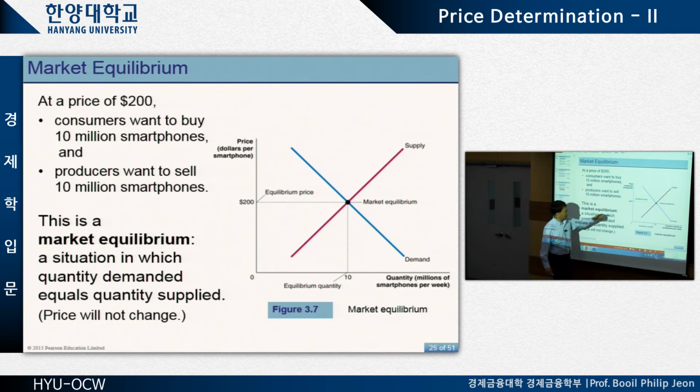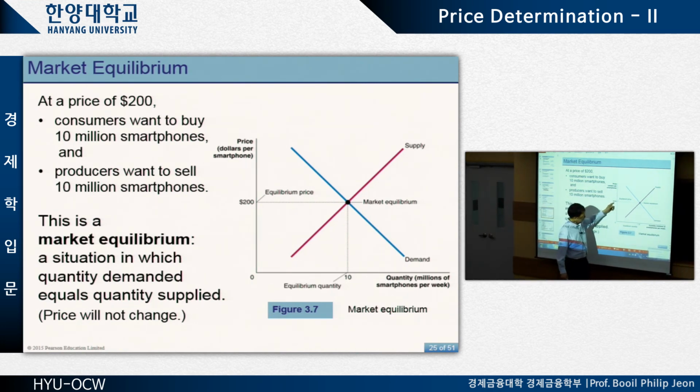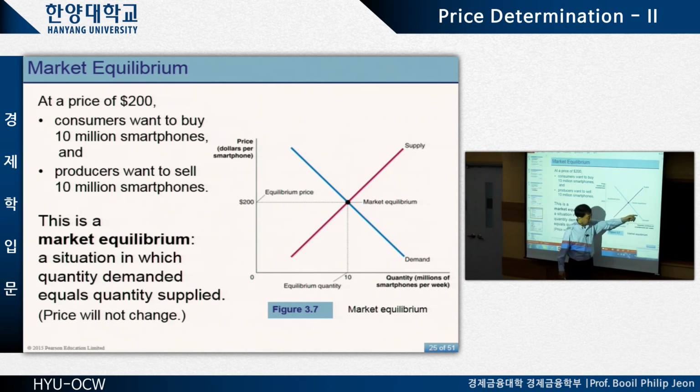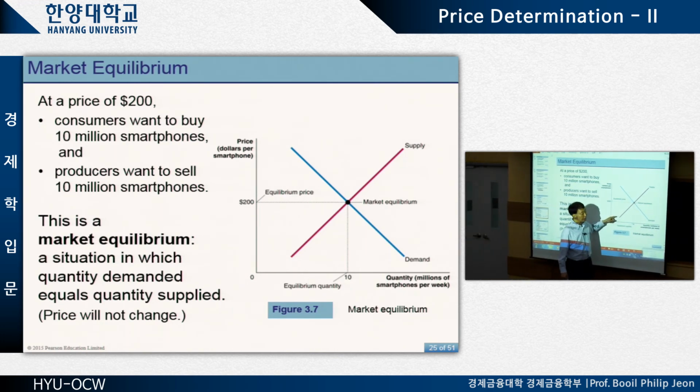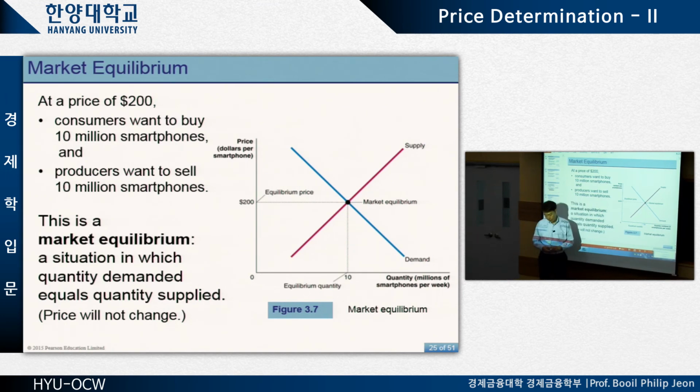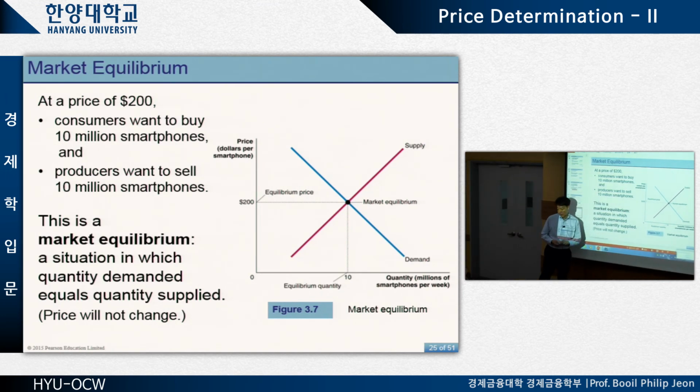At $200, quantity demanded according to this demand curve is 10 million units. And according to the supply curve, if the price was $200, quantity supplied would be 10 million. So the quantity demanded is equal to quantity supplied, so there is no reason to change.